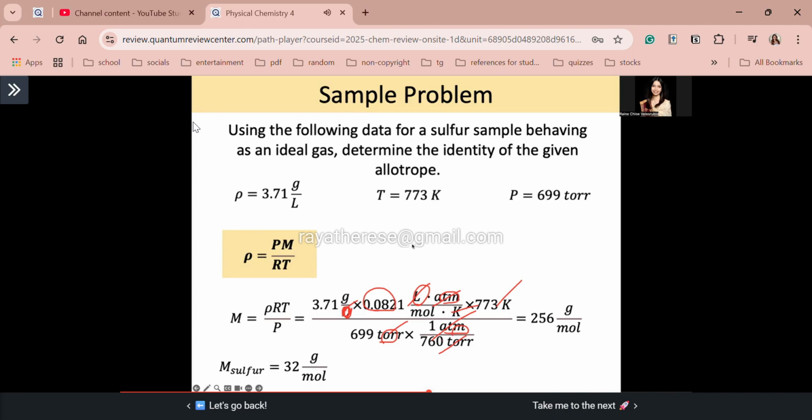Ma'am, what happened? Guys, remember that the molar mass of sulfur is 32 grams per mole. To get the allotrope, simply divide the calculated molar mass by the molar mass of sulfur, and we get 256 divided by 32. The allotrope has 8 sulfur atoms. So the identity of our allotrope is S8, because the molar mass of S8 is 256 grams per mole. Hope it's clear, guys.